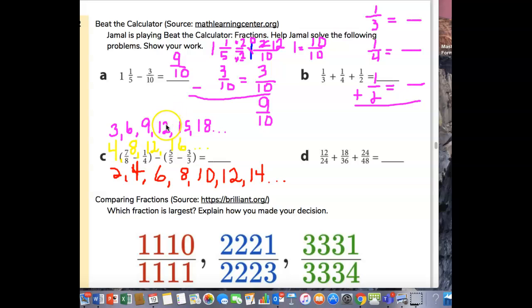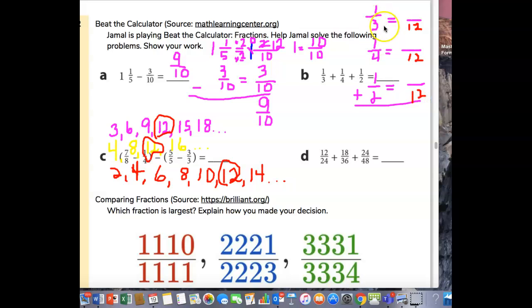So let's look at 12. 12, 12, 12. That looks like it's it. Okay, that's the lowest common multiple. So then we're going to come up here and make this 12 the denominator. This is going to be 12, and this is going to be 12.